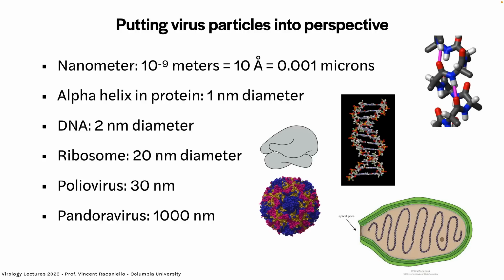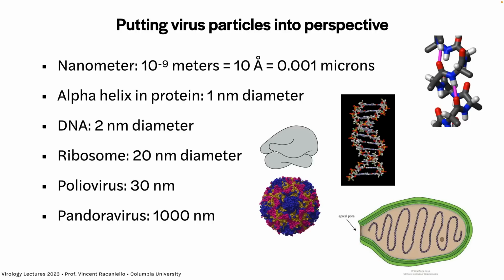A nanometer is 10 angstroms, or 0.001 microns. So I will use all of those kinds of sizes. Just to give you some examples, here on the upper right is the protein alpha helix. That is about a nanometer in diameter. A double-stranded DNA is about 2 nanometers in diameter. Ribosomes, 20 nanometers. Poliovirus, shown here, about 30 nanometers. And Parvovirus, one of the really big giant viruses, is about 1,000 nanometers.